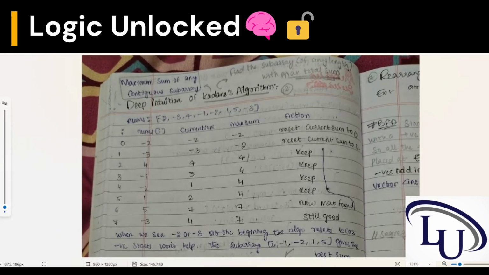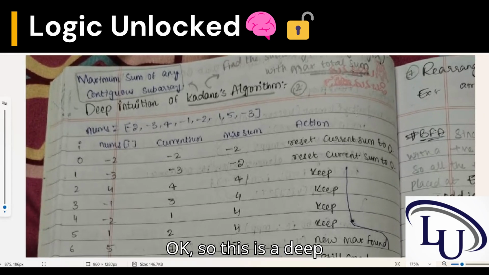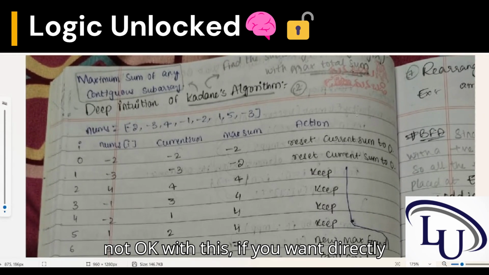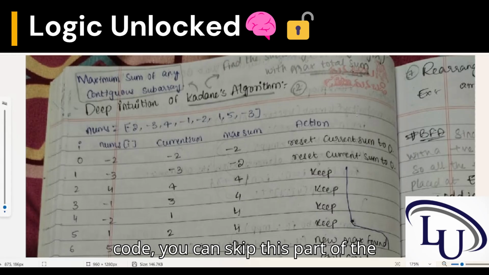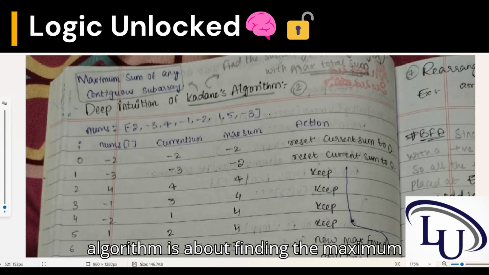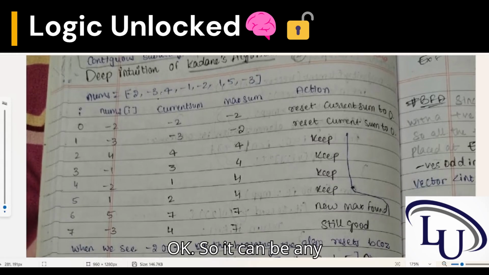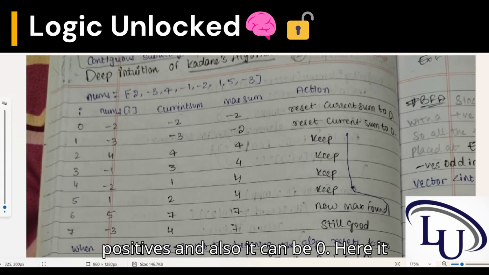Okay. So this is a deep intuition of Kadane's algorithm. If you're not okay with this, if you want directly code, you can skip this part of the video. It's okay. So here Kadane's algorithm is about finding the maximum sum of any contiguous subarray. It can be any numbers, as I have said: negatives, positives, and also zero. Here it works like this.